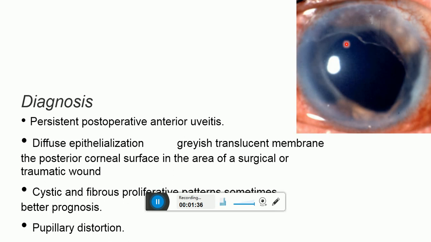Cystic and fibrous proliferative patterns sometimes occur and tend to have a better prognosis. Cystic and fibrous proliferative patterns. There is pupillary distortion.